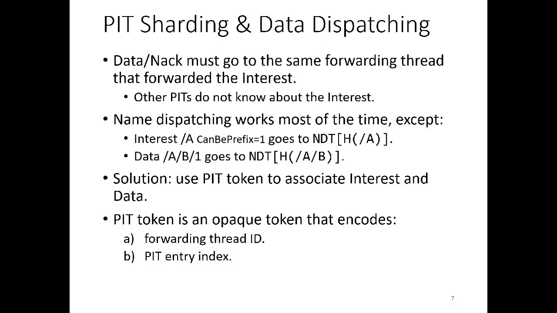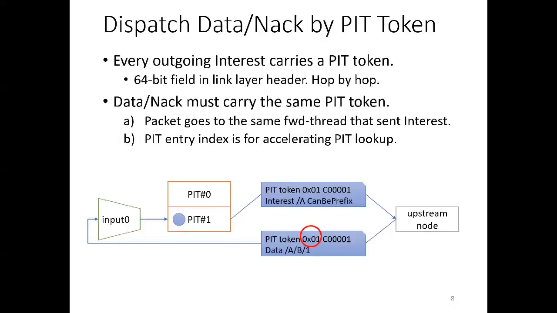So the solution is we introduce a hop-by-hop header field called the PIT token, and then we use that PIT token to associate interest and data. The PIT token is an opaque token that encodes the forwarding thread ID and the PIT entry index. Every outgoing interest needs to carry this PIT token. It is a 64-bit field in the link layer header, which in NDN is called NDNLPv2, and it's hop-by-hop.